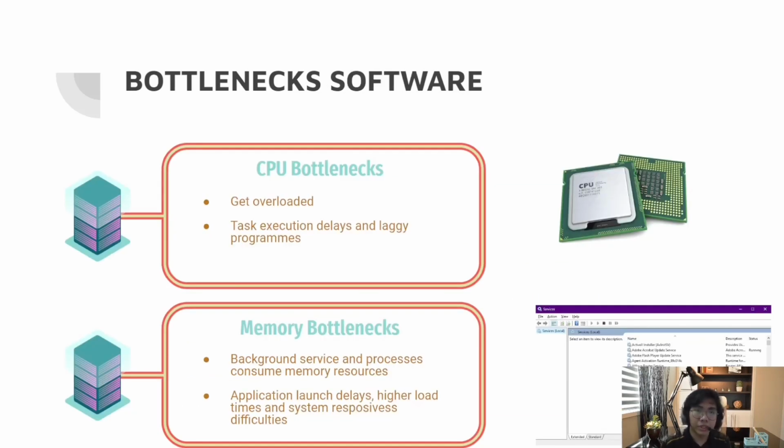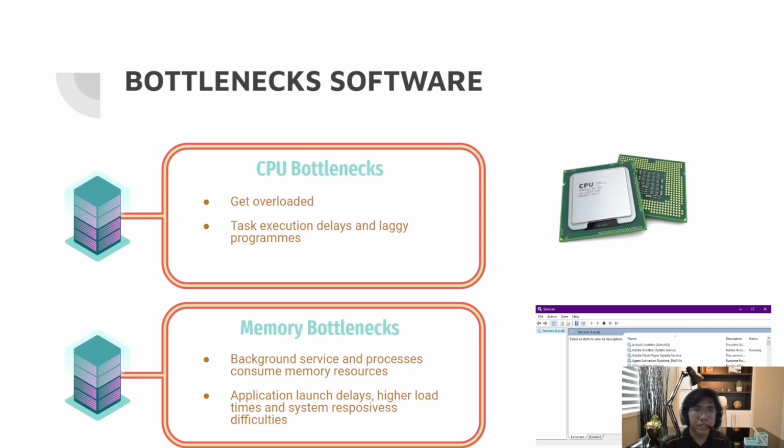When a computer system has multiple background services and processes running at the same time, it may cause performance bottlenecks, which are CPU bottlenecks and memory bottlenecks. CPU bottlenecks get overloaded. This happens when a lot of background services and processes are running. As a result, CPU utilization increases and system performance decreases.